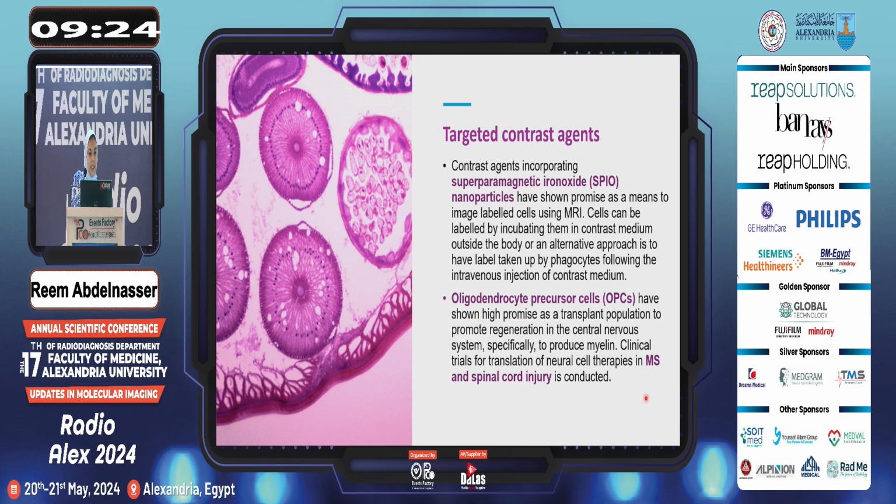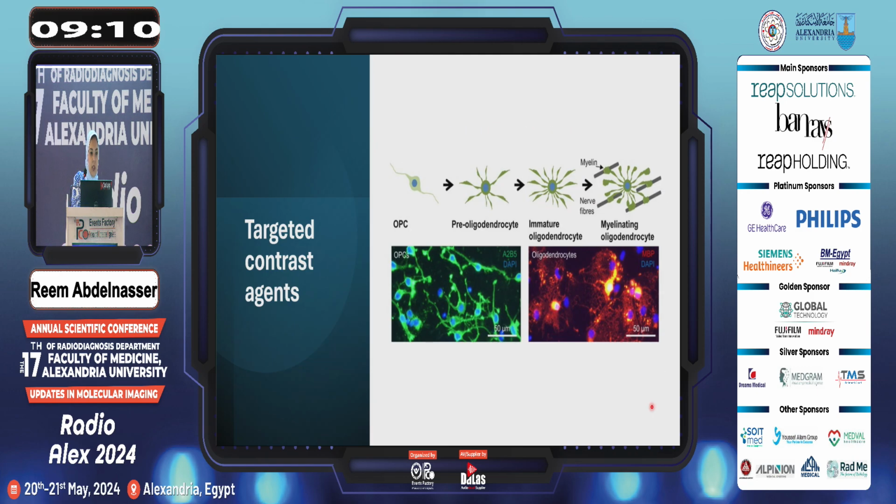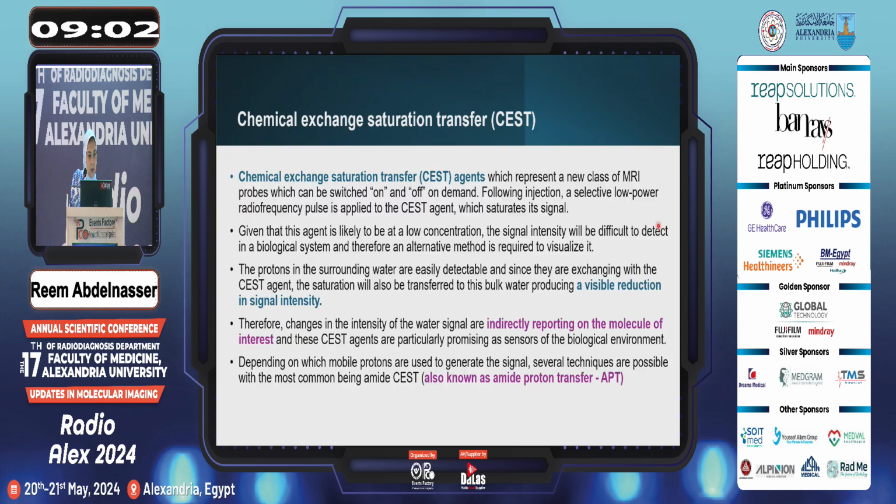Oligodendrocyte precursor cells are an example of this, which have high promise as a transplant population to promote the regeneration of the central nervous system, specifically to produce myelin in cases of multiple sclerosis and spinal cord injury. This is the image of the oligodendrocyte precursor cell, which at the end will become a myelinating oligodendrocyte.